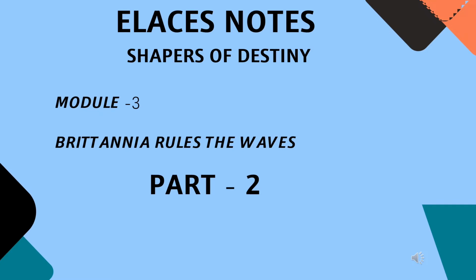Today I am going to deal with the third module, Britannia Rules the Waves, of the Text Shapers of Destiny, starting from King James II. Let's move on to the session.